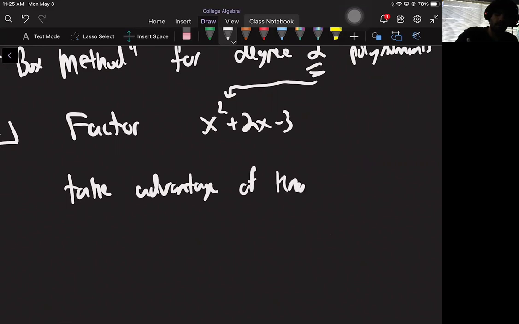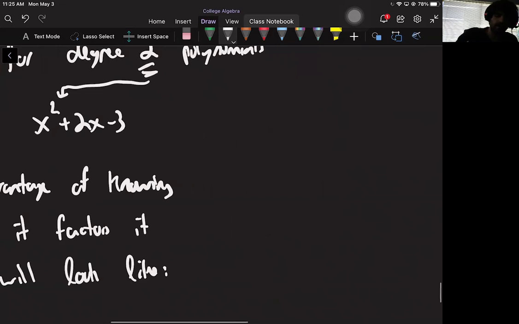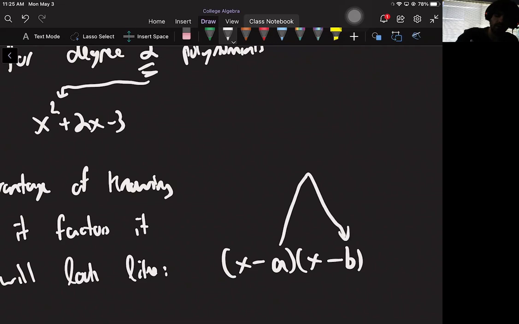We take advantage of knowing that if it factors, it doesn't have to factor out actually, but if it does, then it'll always look like x minus a number times x minus another number. And I guess I'll just call them a and b. So these a and b are just two numbers.